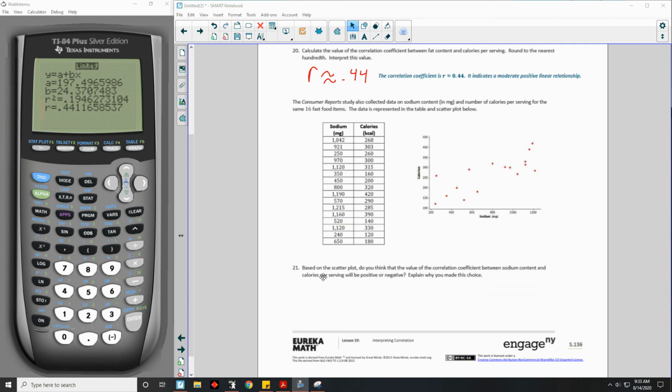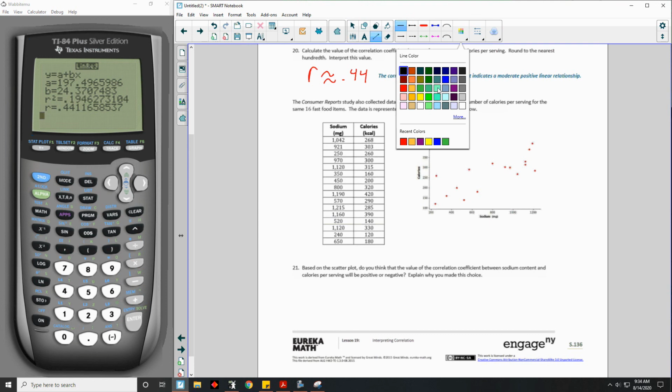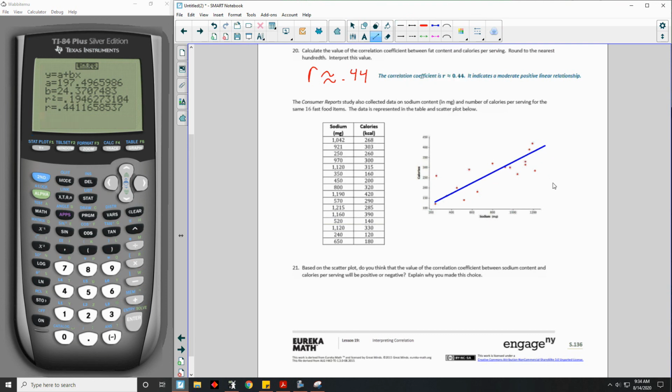21. So here's the scatter plot. If I were to just draw, without even reading the question, a regression line, it might be somewhere around there. It is positive. Is it strong? Is it weak? Is it moderate? Based on the scatter plot, do you think the value of the correlation coefficient between sodium content and calories per serving will be positive or negative? Explain why you made this choice. So I would definitely say it's positive.